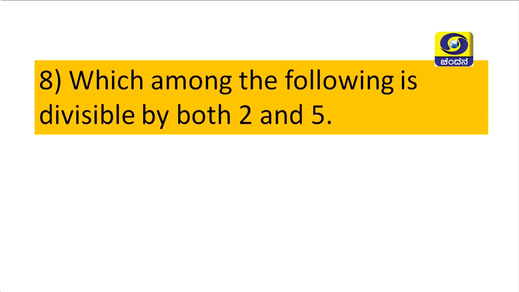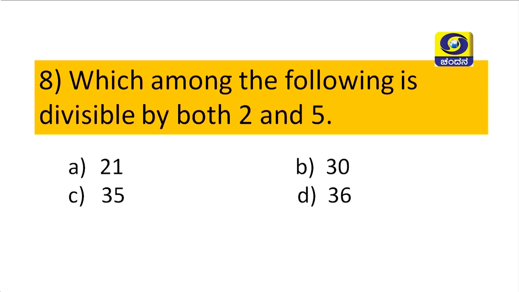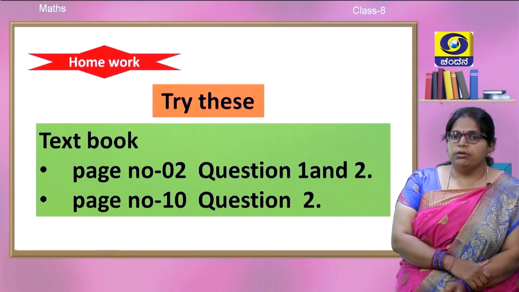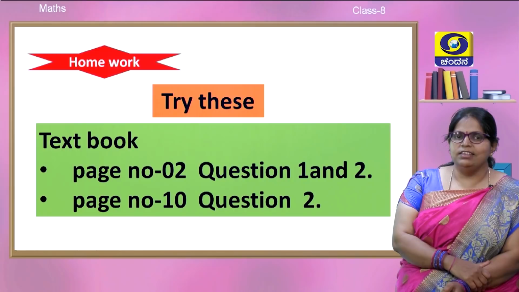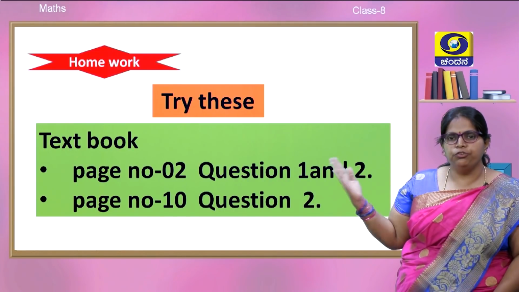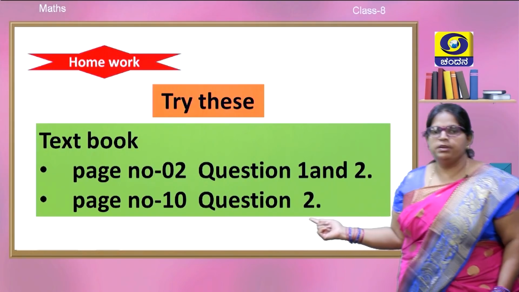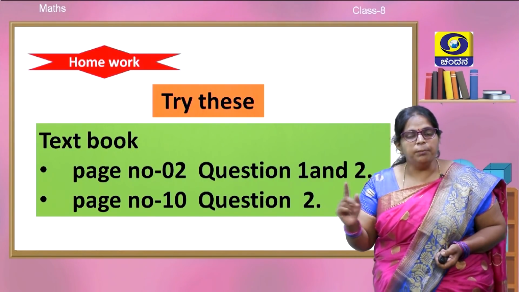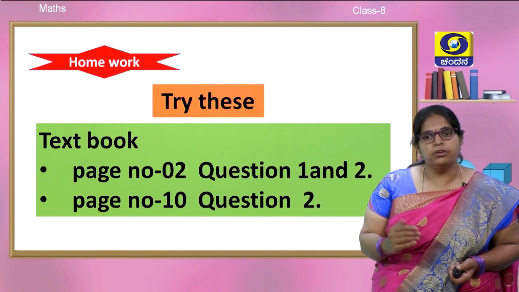Question 8. Which among the following is divisible by both 2 and 5? Option A 21, option B 30, option C 35, option D 36. The right answer is option B 30. Children, look at the number of correct answers you have given and you can evaluate yourself. Today's homework. Try these. Textbook, page number 2, question 1 and 2, page number 10, question 2. Children, complete the homework and get it corrected from your teacher.